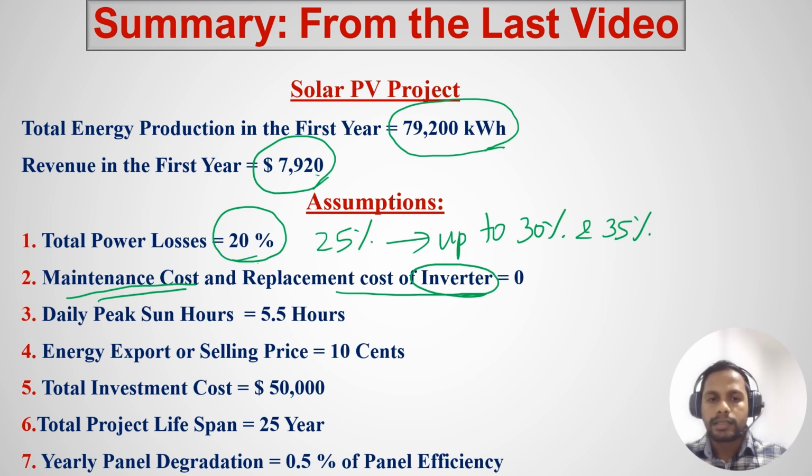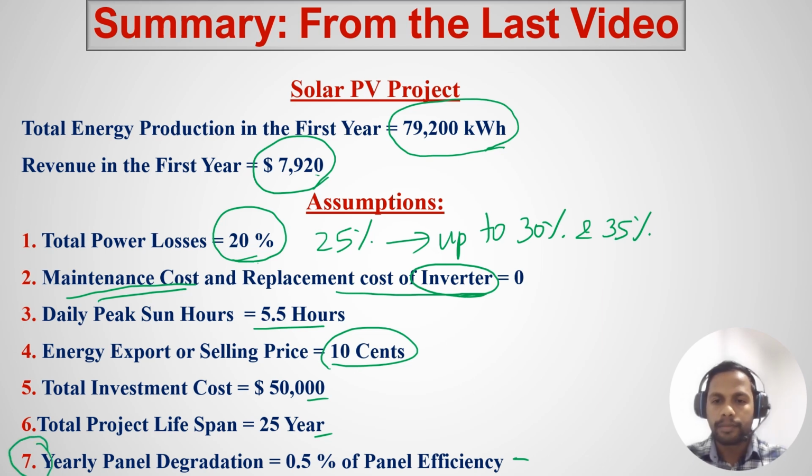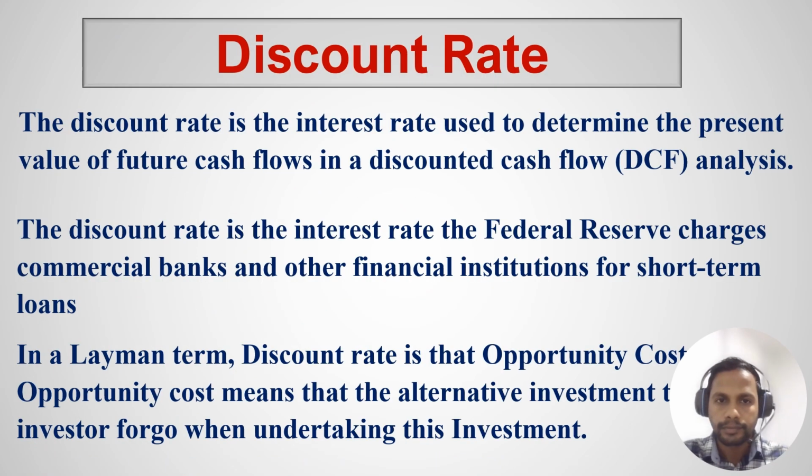Okay, and we consider 5.5 peak sun hours and 10 cents. So all these assumptions, we will come back to, a total of seven assumptions. So this is very important. We will come back to this slide later. Now we move on to net present value.